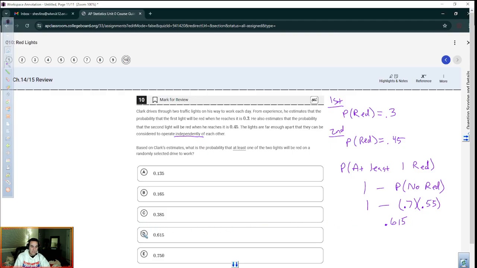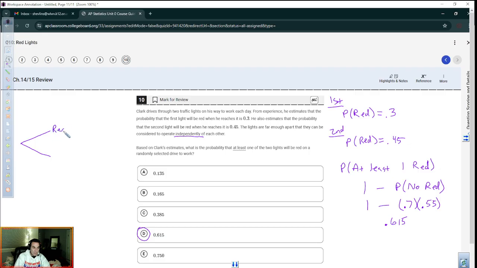So your answer is this one. Notice 0.385 is there. So if you forgot to do opposite and you just did no red lights, that would be the one you probably picked. You could also do a tree diagram on this if you wanted to actually see the visuals of everything.